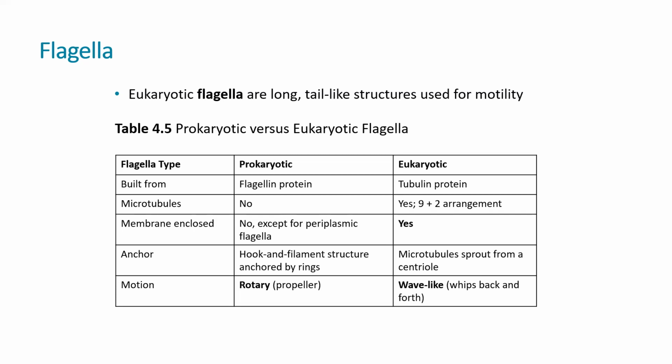And in prokaryotes, it's anchored by that hook and filament we talked about when we talked about prokaryotes, but for eukaryotes, they actually sprout from a basal body, which is a centriole. You might know centrioles from mitosis and stuff like that. And the motion is different as well. The motion of a prokaryotic flagella is rotary, so it spins around like a propeller. However, in eukaryotes, it's wave-like, so it whips back and forth.